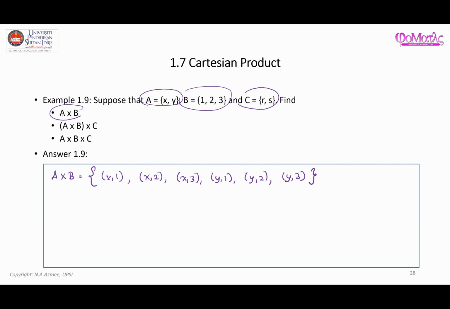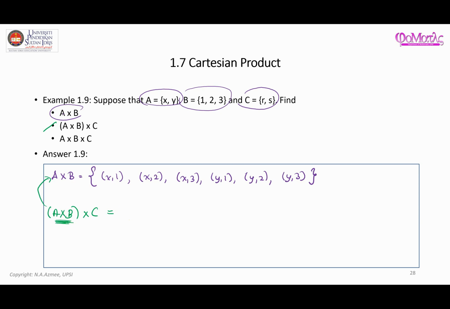Right, next we are going to move on to finding this part here. This one is the Cartesian product of A and B, and then we're going to consider another set, which is C. Whenever we have something in the bracket, we do that process first. In this case, the bracket contains the Cartesian product of A and B. This part is already done in the first question, so we can use the answer given there to come up with the solution for the second question.